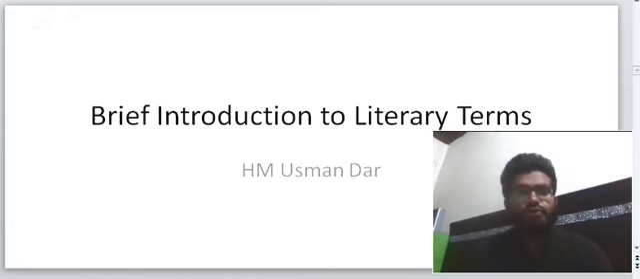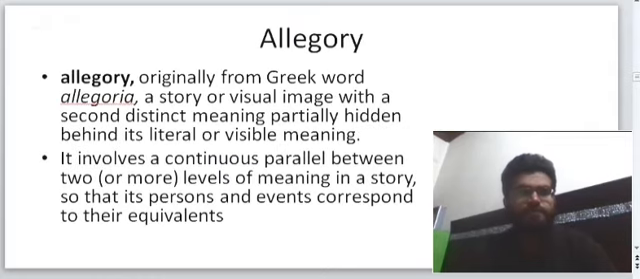Today, I am going to talk about two terms. I will try to explain them in detail: allegory and a type of novel that is called Bildungsroman. So, I will explain what these two literary terms mean and some of their details. So, first of all, let us look at allegory.